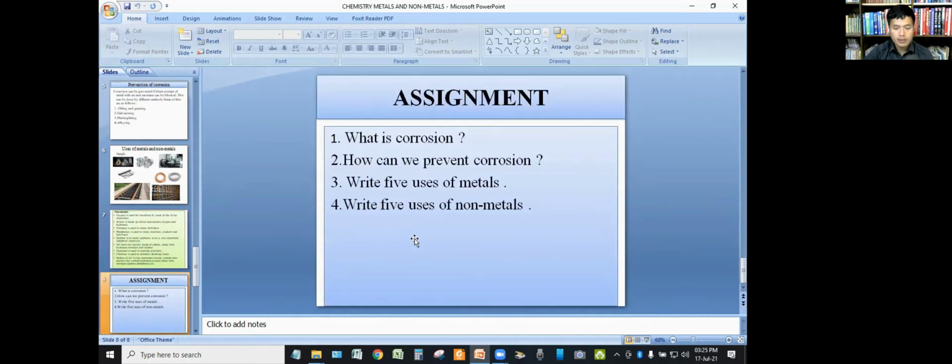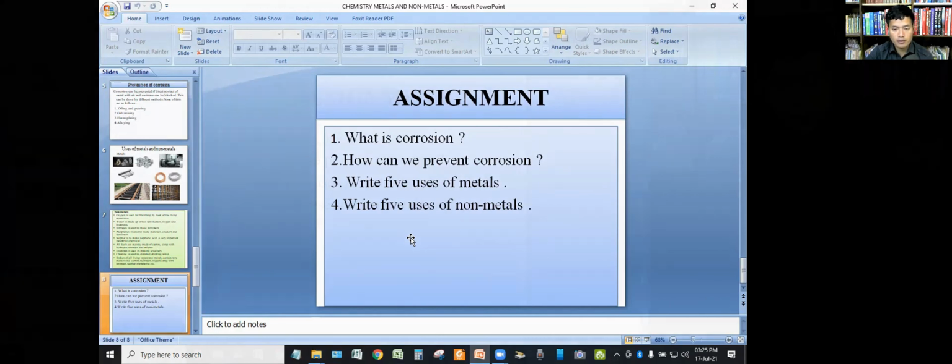Now for your assignment, 1. What is corrosion? 2. How can we prevent corrosion? 3. Write 5 uses of metals. 4. Write 5 uses of non-metals.